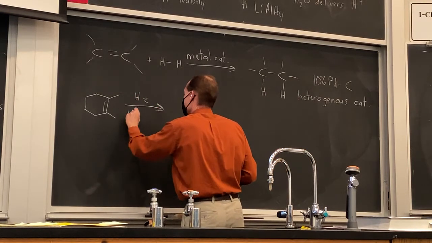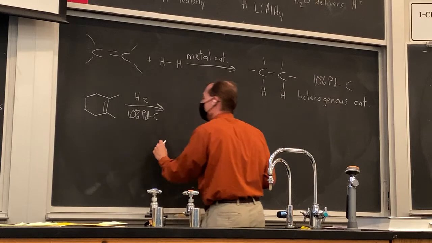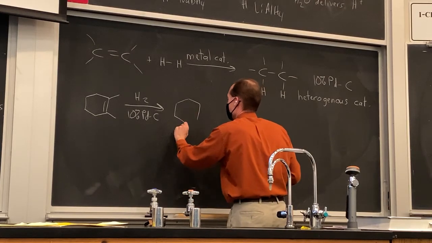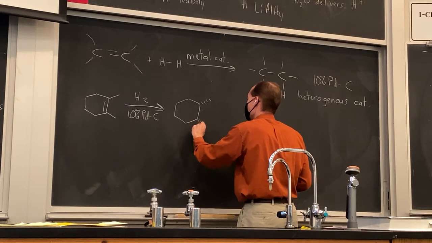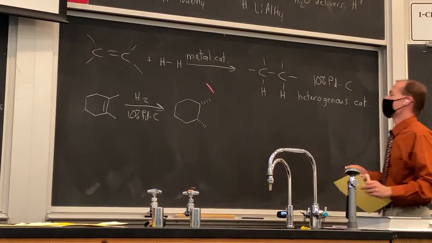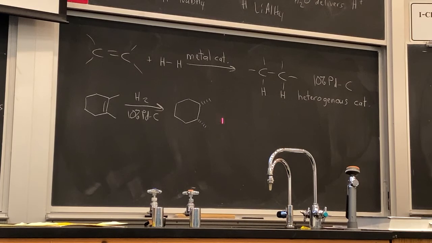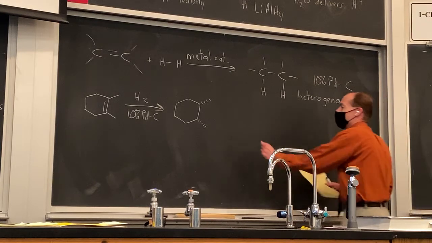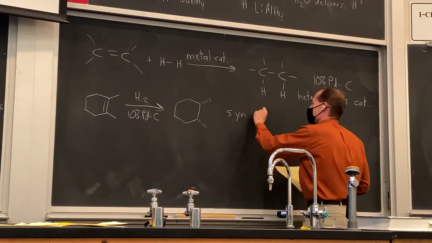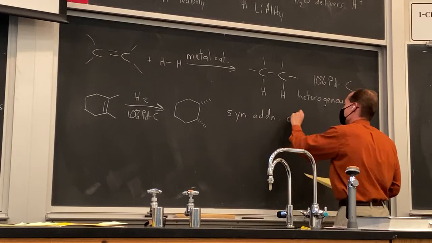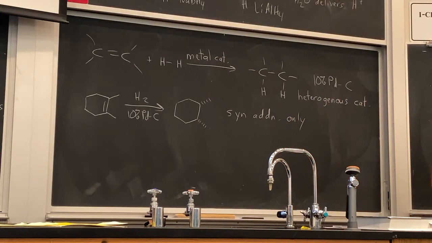We can react it with hydrogen and palladium carbon. And what we will get is a product where our two methyl groups are cis to each other. So we're only going to get the cis isomer. So what kind of addition is this? Yes, it's a syn addition. So hydrogenation reactions proceed by syn addition only. So our mechanism is going to have to explain this, going to have to be consistent with this.